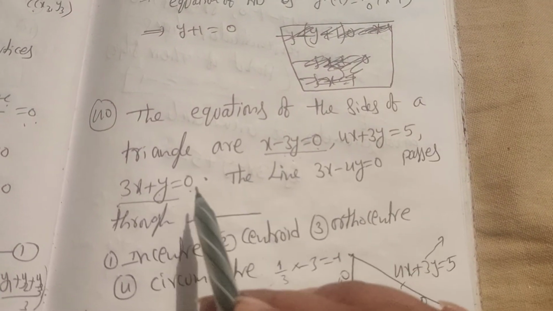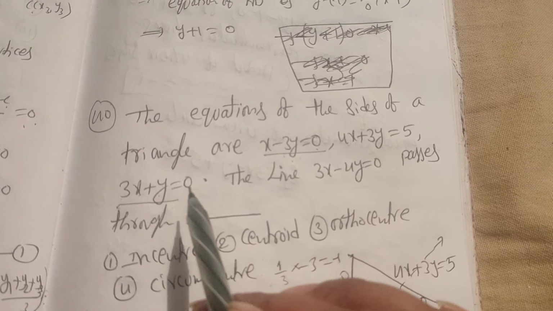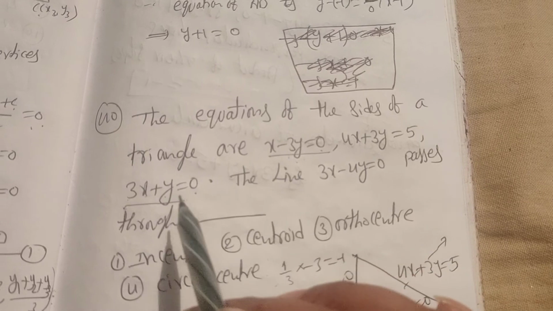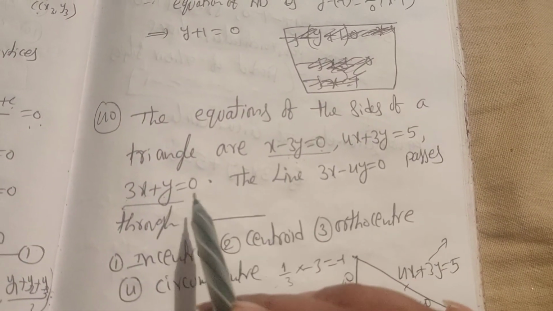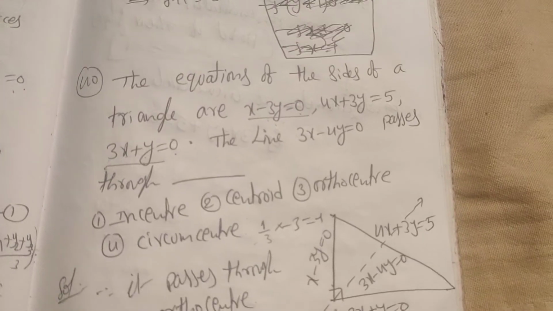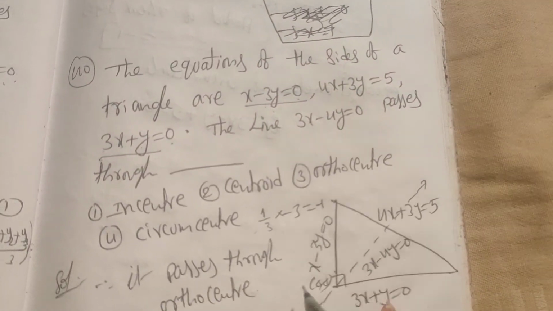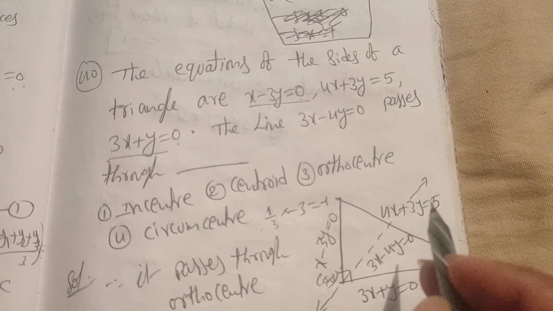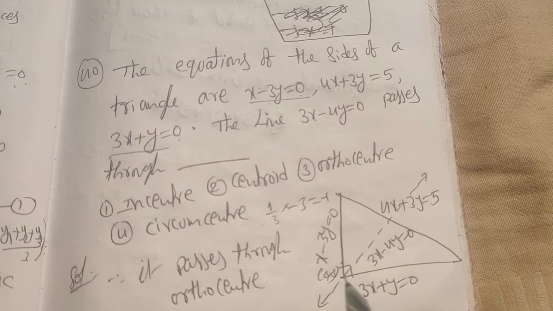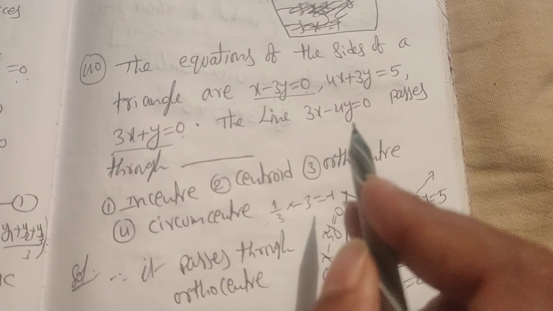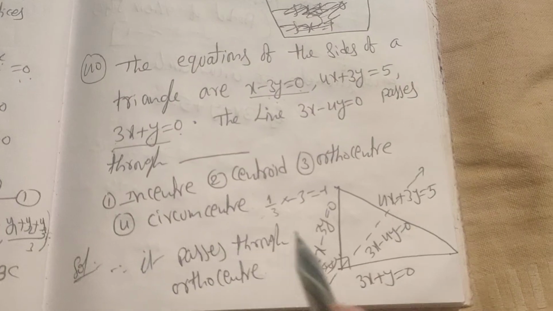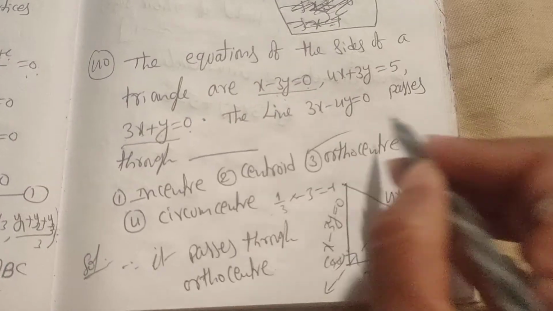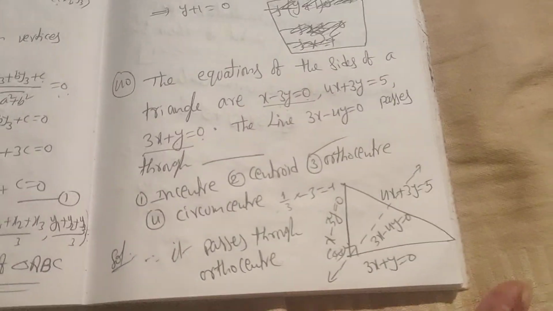So the point of intersection of these two lines is nothing but the orthocenter. Where do these two meet? Only at the origin, because these two lines pass through the origin. So these two meet at the origin, and this origin is nothing but the orthocenter. So this third line is also passing through the origin, so it is also passing through the orthocenter. So 3x minus 4y is equal to 0 passes through the origin, and in this problem, that origin is nothing but the orthocenter. So the third option. So it is a conceptual question.